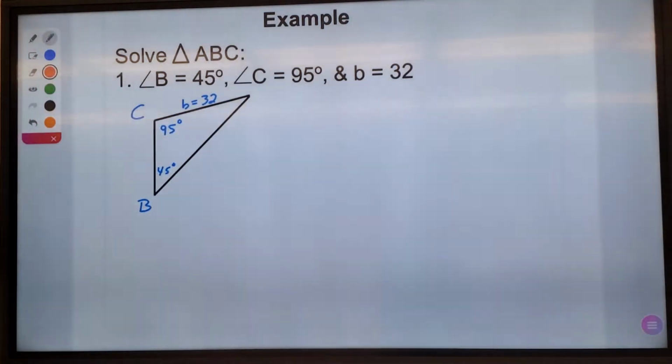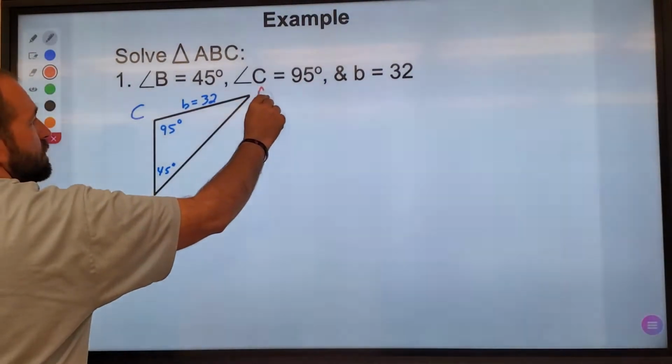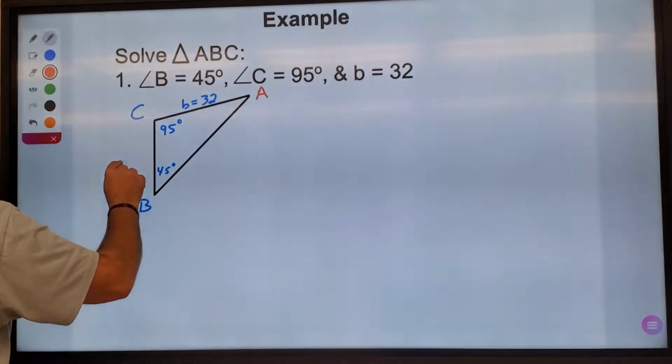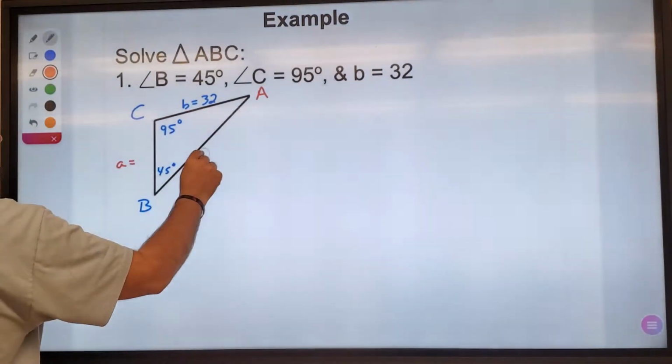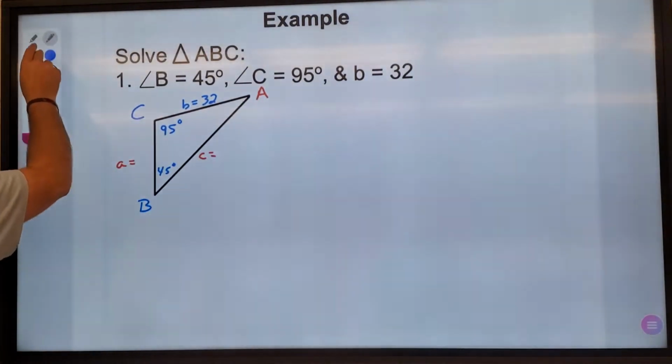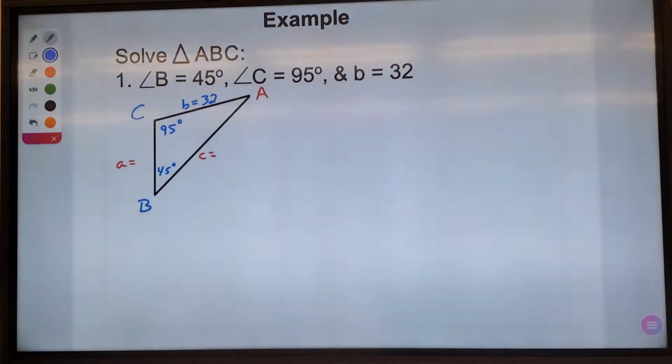Let's again identify which pieces we need to find. We need to find the angle A. I don't have side A, and I don't have side C. Please note, you cannot use the Pythagorean theorem for these. These are not right triangles. You can only use the Pythagorean theorem in the event of having a right triangle.